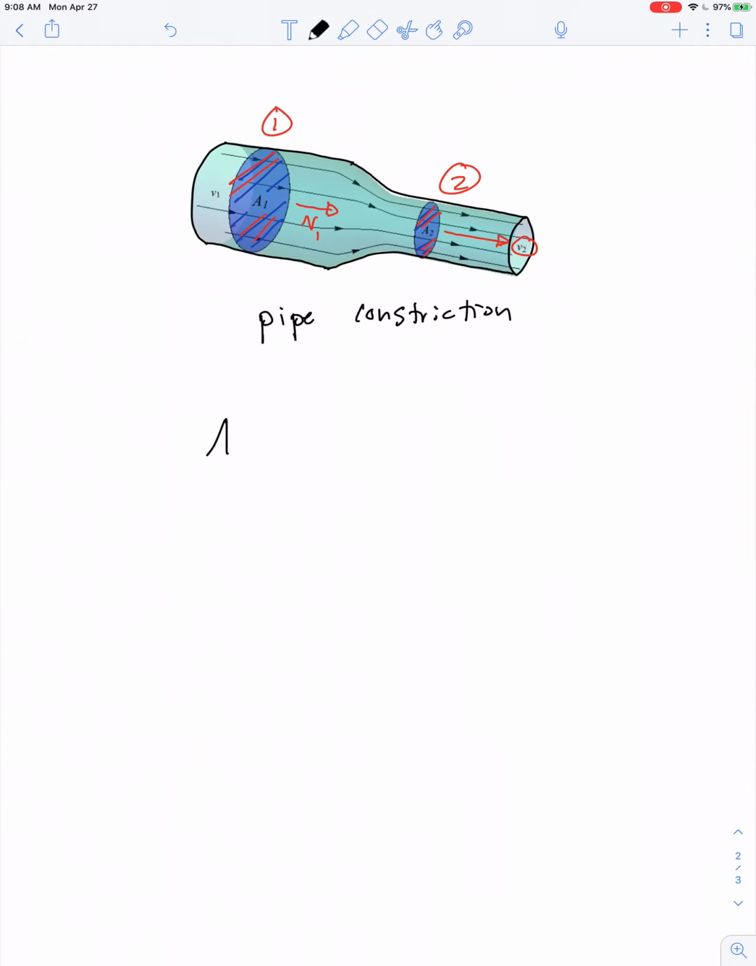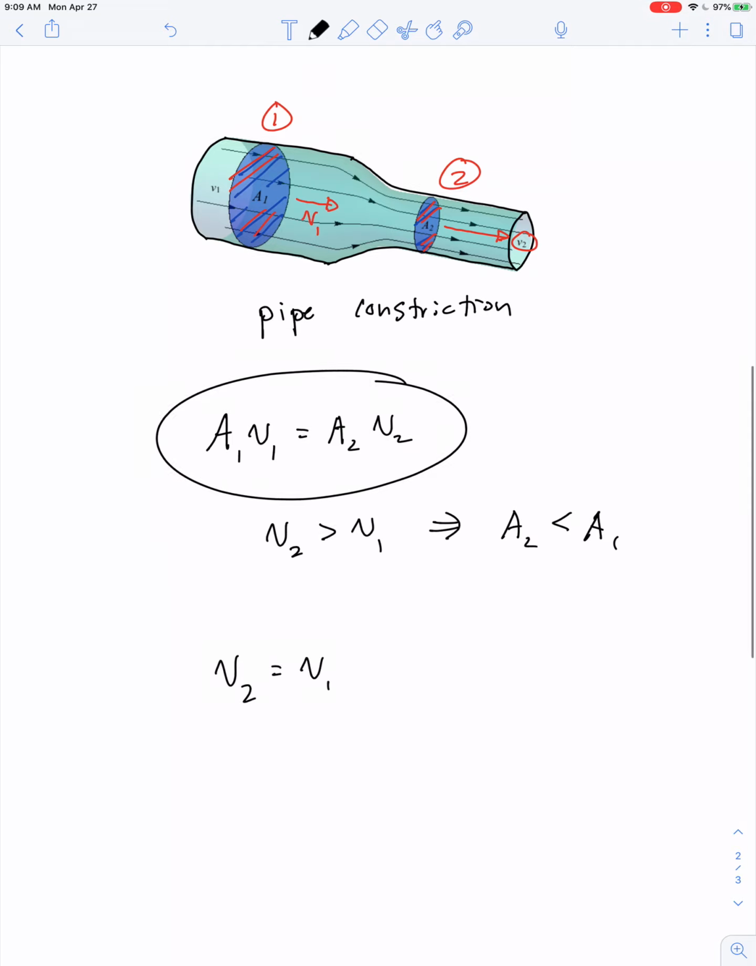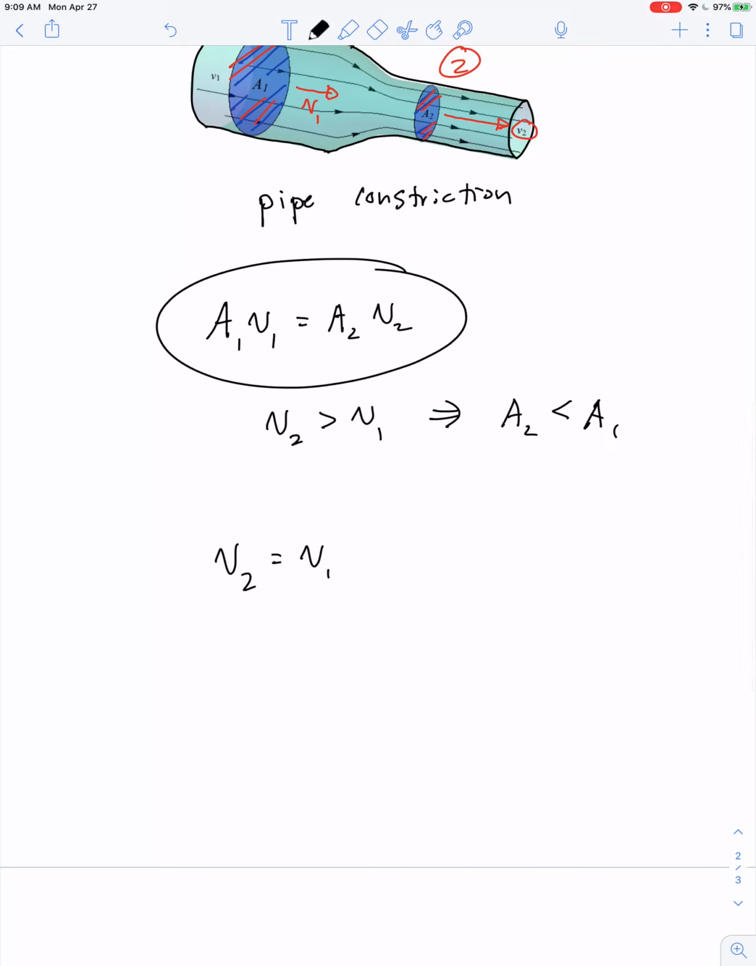So once again, the equation of continuity: area 1 times velocity 1 equals area 2 times velocity 2. So if you want velocity number 2 to be greater than velocity number 1, that'll happen as long as area number 2 is less than area number 1. If we rearrange this equation, we can see it. V2 is equal to V1 times the product A1 over A2.